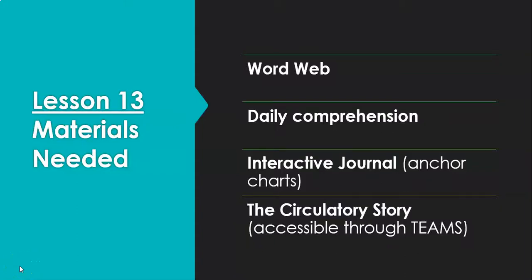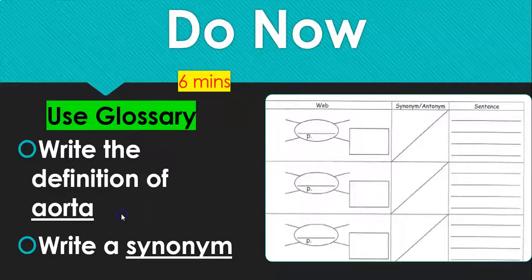Welcome to lesson 13. We are going to go ahead and get started. Don't forget, you need your word web. That is our daily tradition. We look up a word, we write the definition, a synonym, and we draw a small little picture to help us remember the definition. We also need our daily comprehension, our interactive journal. Remember, it has our anchor charts and the circulatory story, which is accessible through Teams.